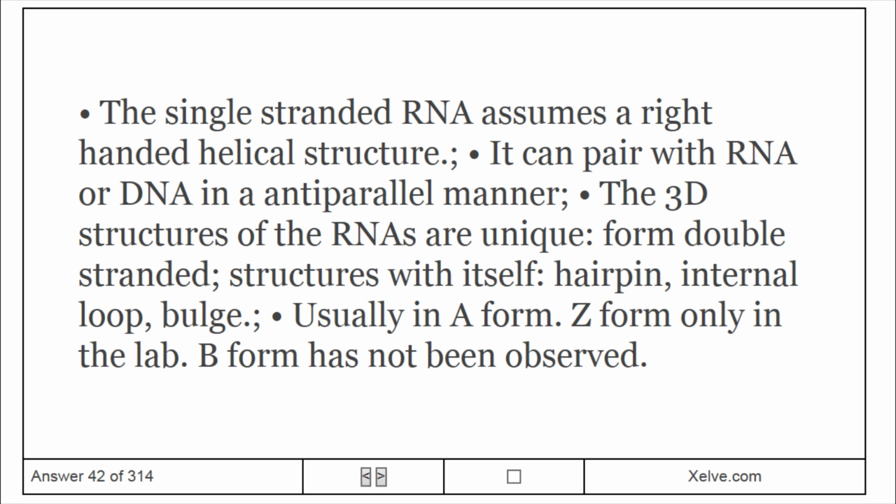The 3D structures of RNAs are unique. They form double-stranded structures with themselves: hairpin, internal loop, bulge, usually in A form. C form only in the lab. B form has not been observed.